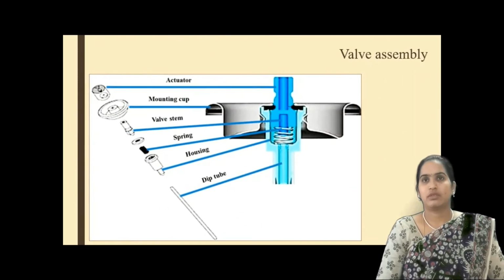This diagram shows the different parts that are involved in the valve assembly. First one is actuator and mounting cap, valve stem, gasket, spring, housing, and dip tube. These are the different parts that are included in the valve assembly. Together with these parts, the valve can deliver the product from the container.